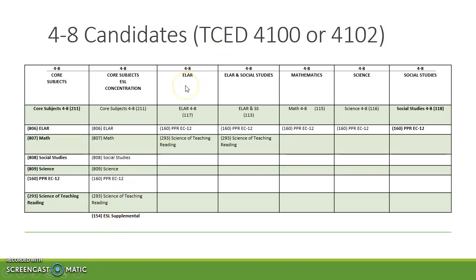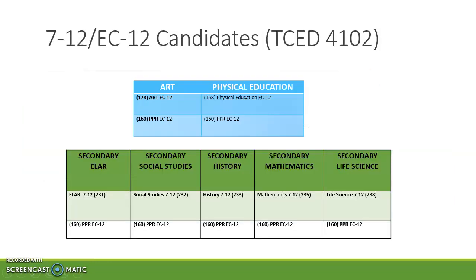If you are 4 through 8 content, that means everyone's going to be taking the PPR as well. But what's different is that second exam you're taking is that content area, whether you're ELAR in social studies, math 4 through 8, science, or social studies 4 through 8. So it varies again on your degree plan. And where do you find out where you can look for your certification exams that you're required to take? On your degree plan.